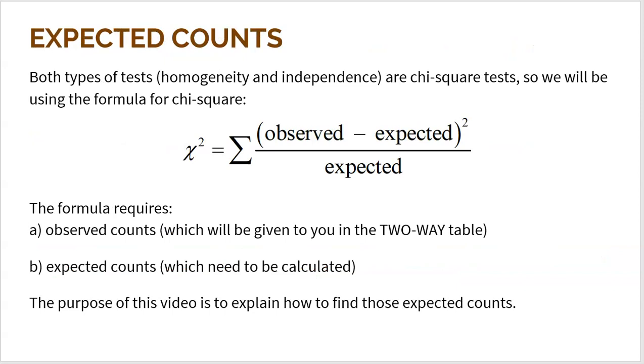All right, so let's talk about why we need those expected counts. Both types of tests, homogeneity and independence, are chi-squared tests, right? So we're going to be using the same chi-squared test formula that we've seen in the past. Remember, chi-squared is a measurement of how far our observed values are from the expected values relative to the expected values. So you simply take the observed value minus the expected value for each category, square it, divide by the expected, and then remember this means that we're going to sum them all up.